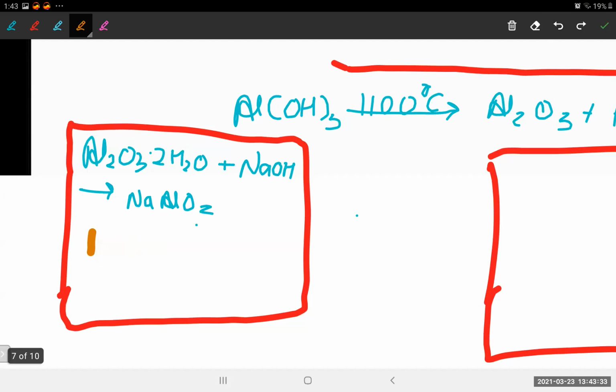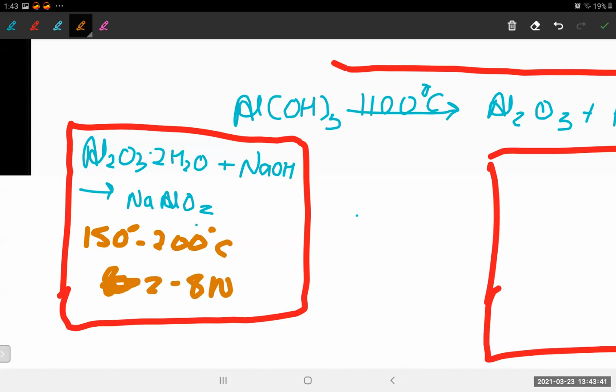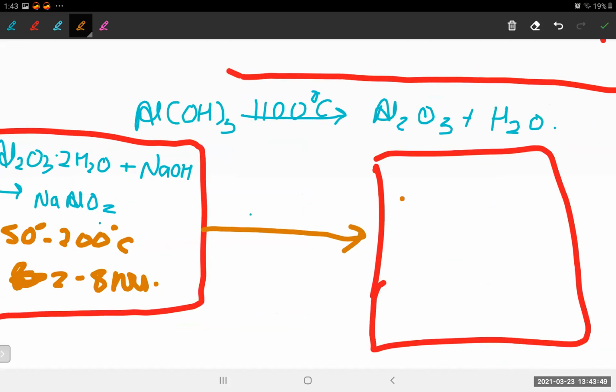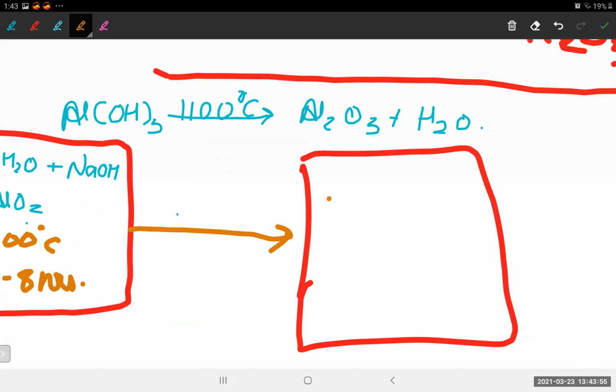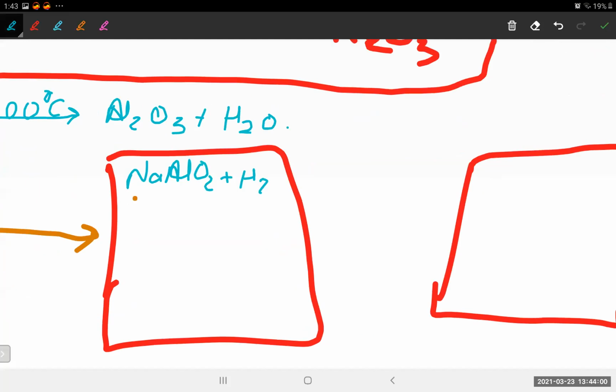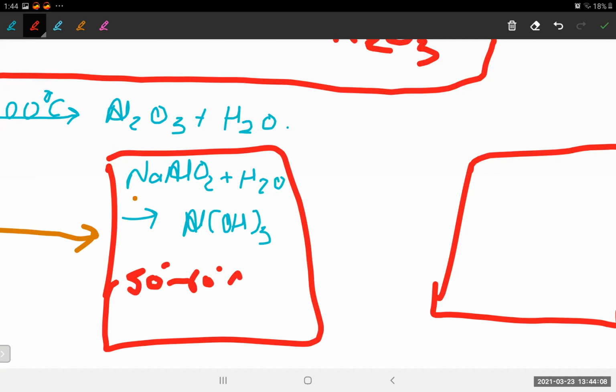So 150 to 200 degrees Celsius, and for 8 to 10 hours. Okay, no, from 2 to 8 hours. That is done. Next, we move on to the next step. What was the next step? I told you all. The next step was this NaAlO2, which we got, to dilute it, isn't it? We diluted it by adding water, and we got Al(OH)3, isn't it? And this was at a temperature of what? This was at the temperature of 50 to 60 degrees Celsius, and the time limit was nothing.